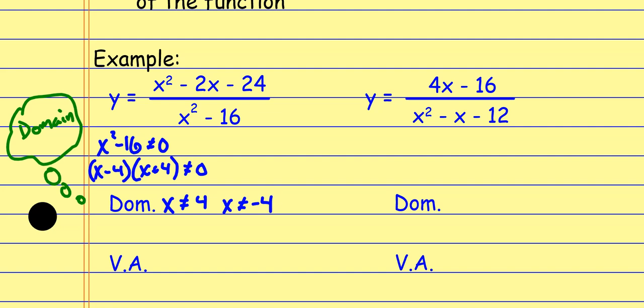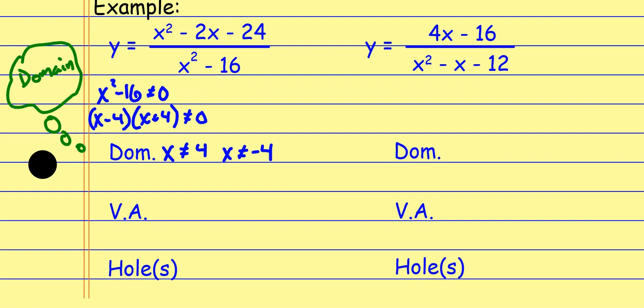And basically, each of those domain restrictions, when we interpret that onto a graph, that x equals 4 is either going to be a vertical asymptote or a hole in the graph. The x equals negative 4 is either going to be a vertical asymptote or a hole in the graph. And the way we determine which one is which is we simplify this thing.